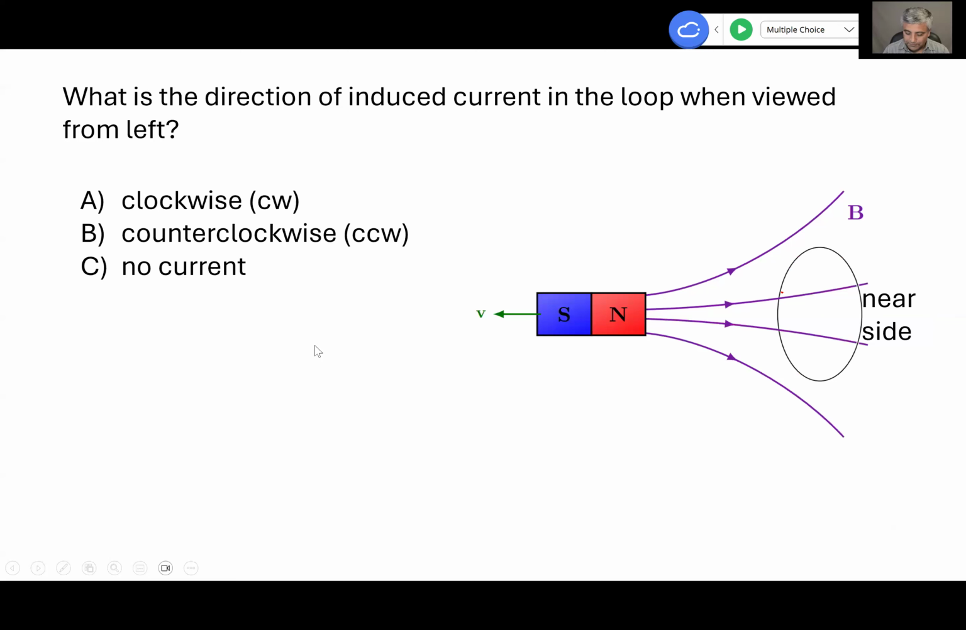Let's take a look. Okay, so now B is still to the right, step 1. B to the right. Now step 2, is the flux here increasing or decreasing? So the magnet is moving away, means flux is decreasing.